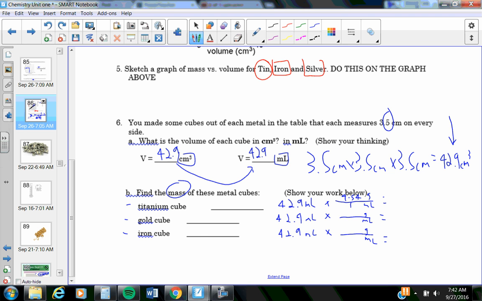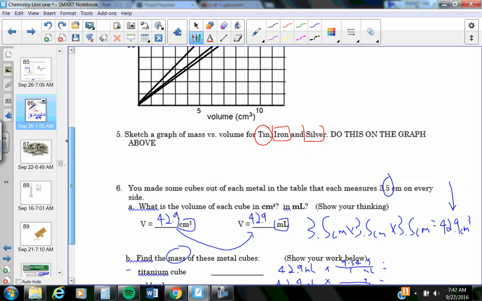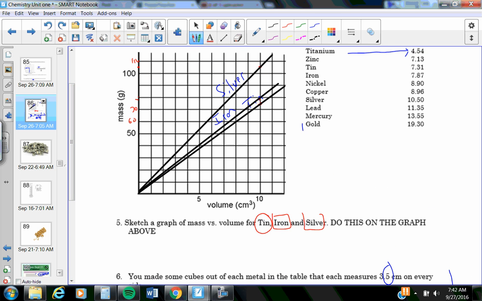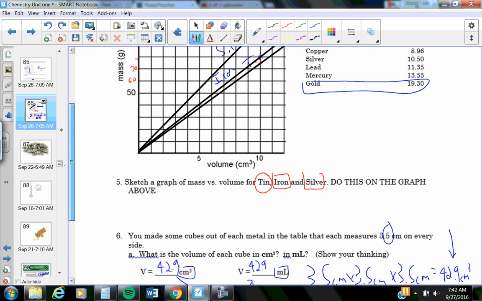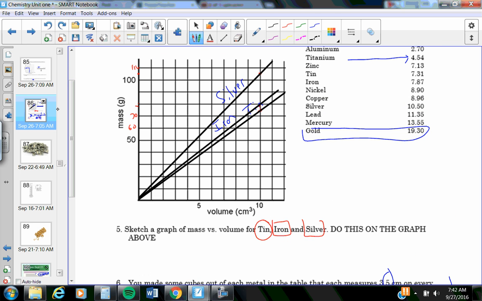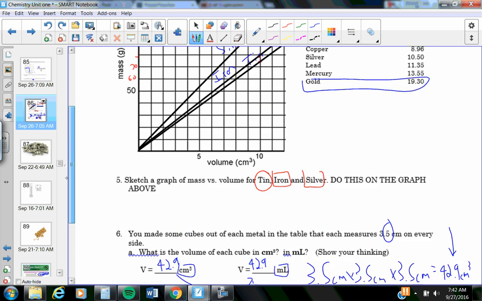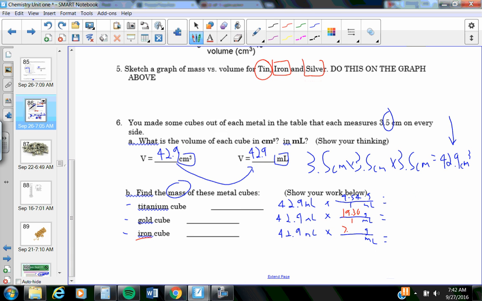I would multiply that. Gold is 19.30 grams per 1 milliliter. So I would write 19.30 grams per 1 milliliter. And iron is 7.87 grams per milliliter. So I would write 7.87 grams per 1 milliliter.